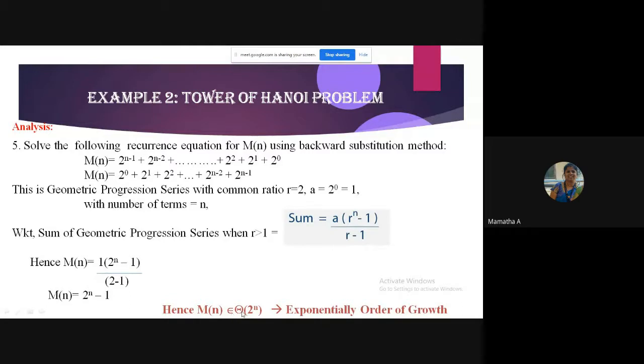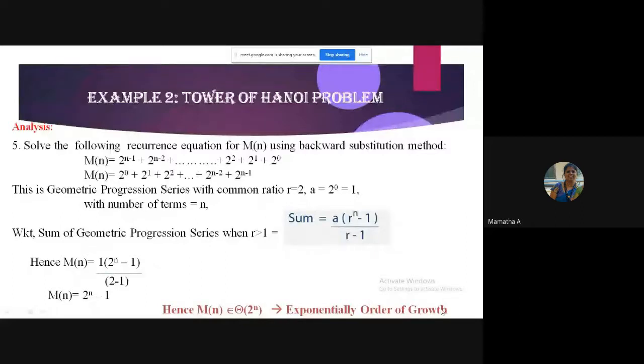Looking at this equation, does it belong to linear, quadratic, logarithmic, linearithmic, anything like that, or does it belong to a specific one? Which is the order of growth? Exponential. It belongs to theta of 2 power n. Minus 1 is there, but 2 power n minus 1 will not give you a lesser value. It is equivalent to 2 power n. So Tower of Hanoi has exponential order of growth.